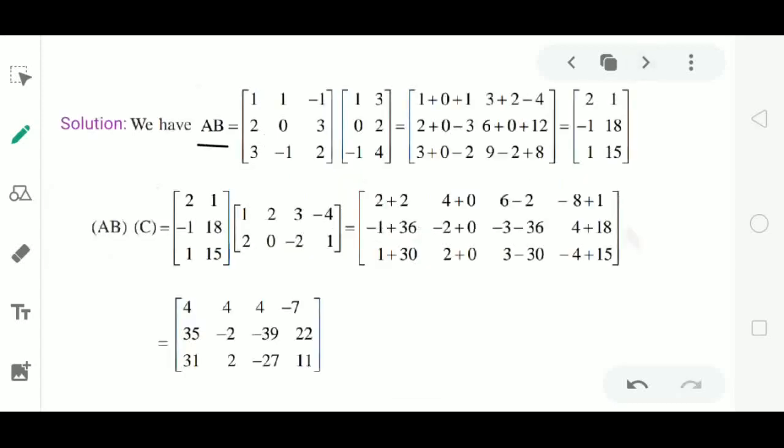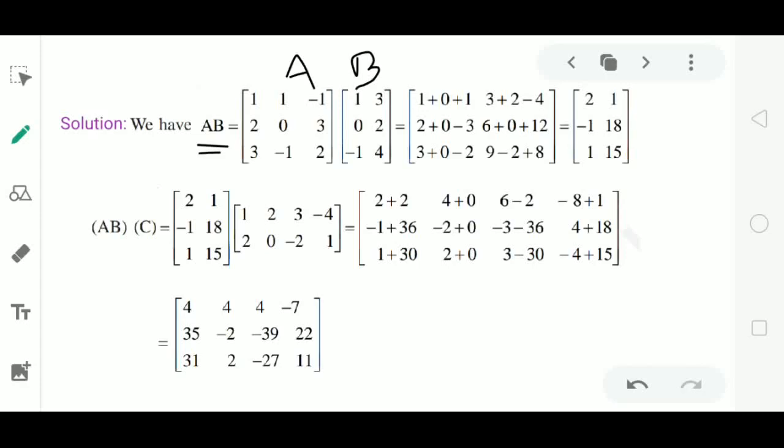First we find AB. AB is the product of matrices A and B. We know that AB is defined only when the number of columns of A is equal to the number of rows of B. Here matrix A has 3 columns and matrix B has 3 rows. As the number of columns of A is equal to the number of rows of B, we can define the multiplication of matrices A and B. Let us find AB here.